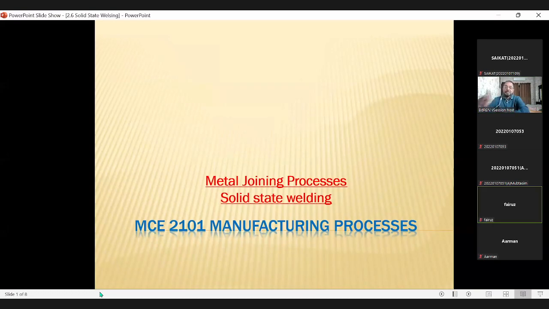Okay. Till now, the process we discussed was fusion welding. That means we use fusion for welding purposes, and there are three stages: heating to fusion, melting, then pouring, that is placing, and solidification. That is the general concept of the fusion welding process. But now we shall discuss some welding processes where the metal will not melt.